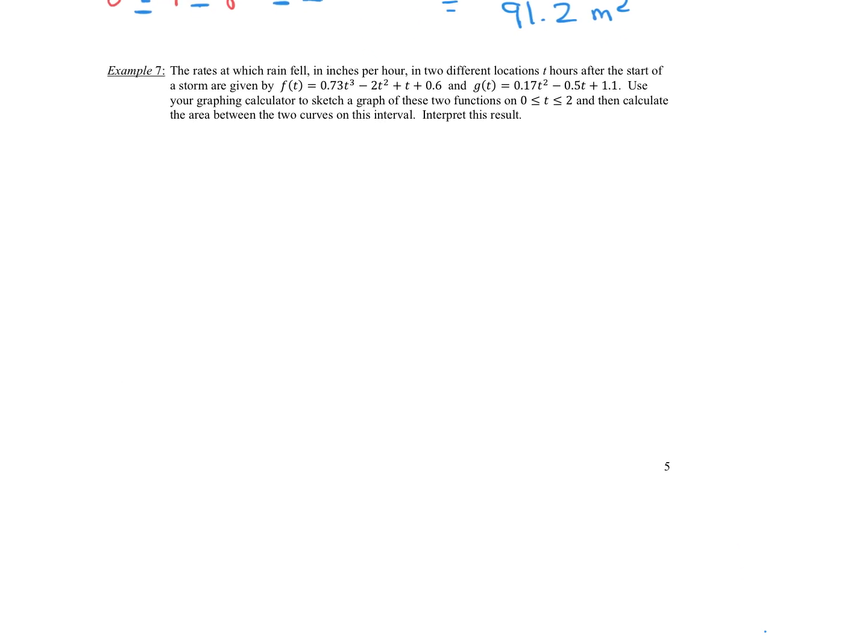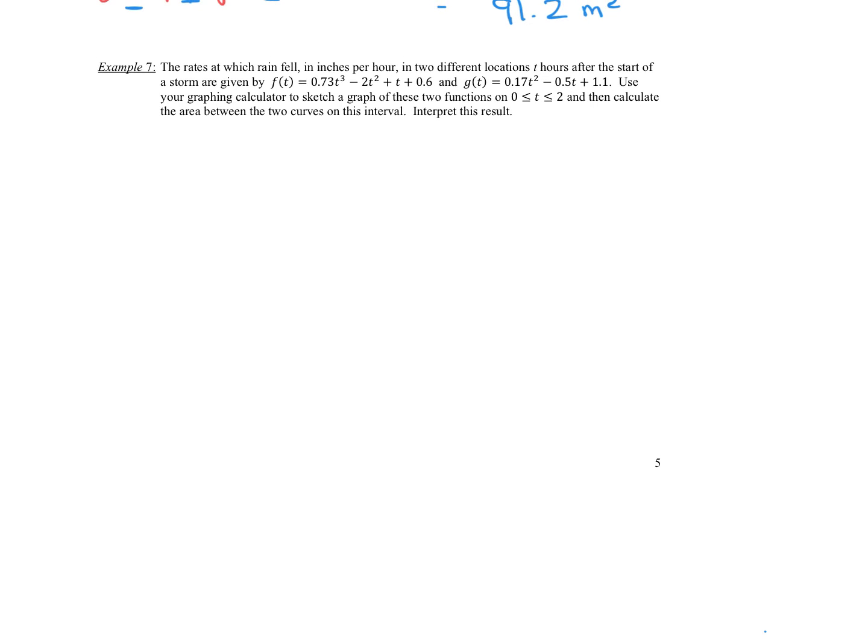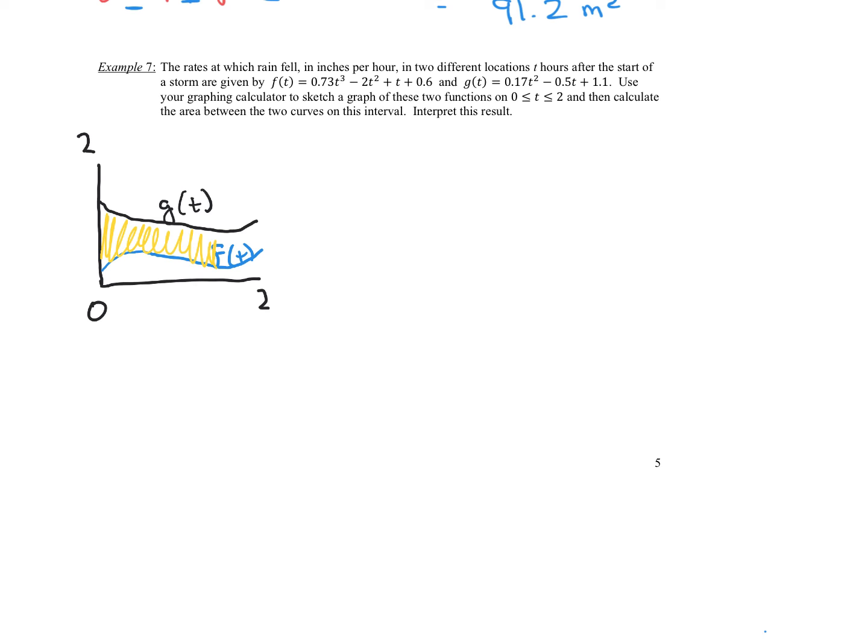Moving on to example 7, we're looking at rates at which rain fell in 2 different locations. They ask us to use a graphing calculator to graph these 2 curves. I'm going to put this on pause and do that right now. After you graph this in your calculator, it'll look something like this. We are looking for the difference in the rainfall, which would be this area between the 2 curves, right?